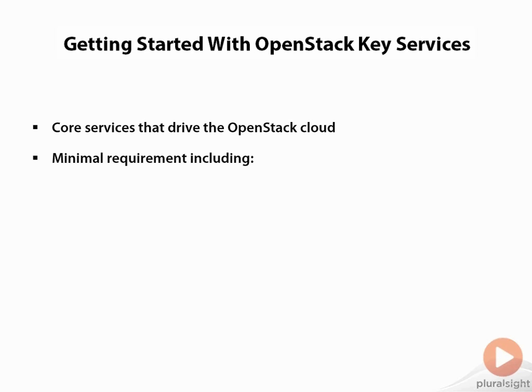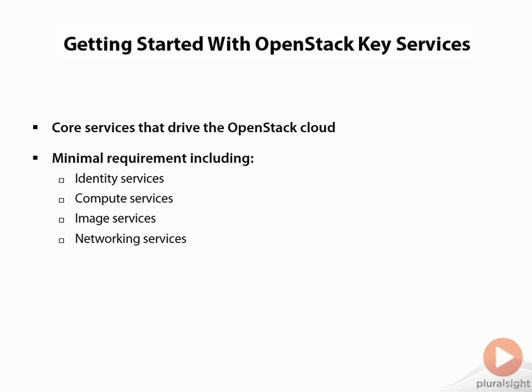At the very least, we have to begin with an identity service environment, a compute service environment, an image service environment, and by image we mean virtual machine templates and images in that way. And of course, if you can't connect to it, it isn't going to do you much good. So that's why we need a networking service environment. Let's take a look at each of these individual components and talk about how they interact in our OpenStack cloud.